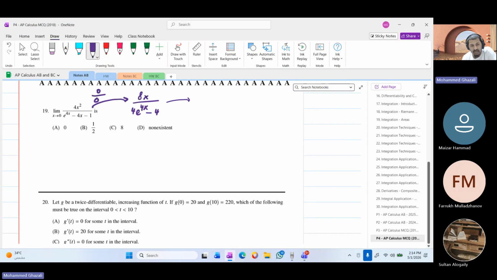Are you still getting 0 over 0? Substitute. Yes, you are. E to the power 0 is 1, so 4 minus 4 is 0. Getting 0 over 0 again. Differentiate.